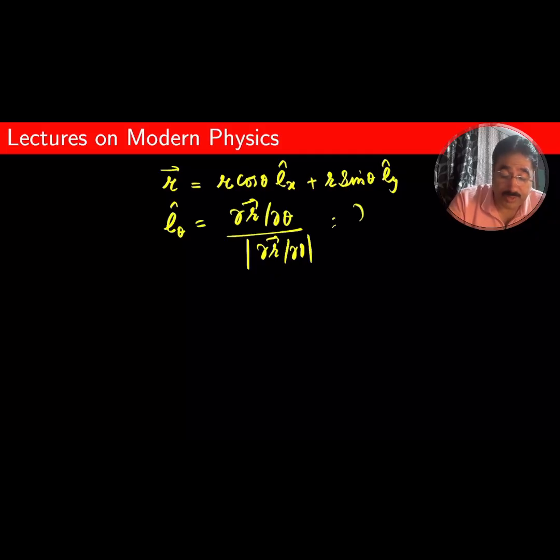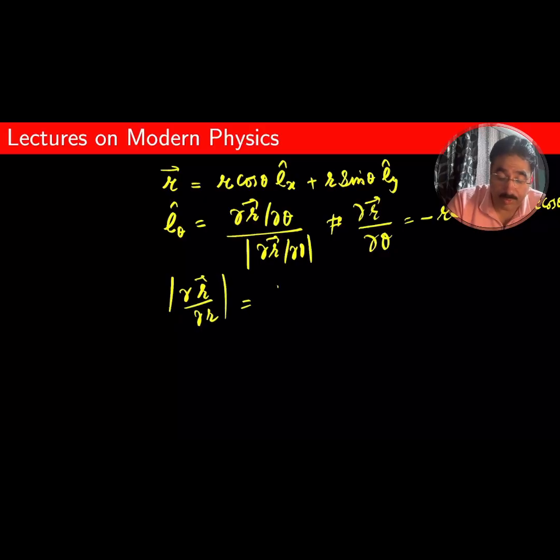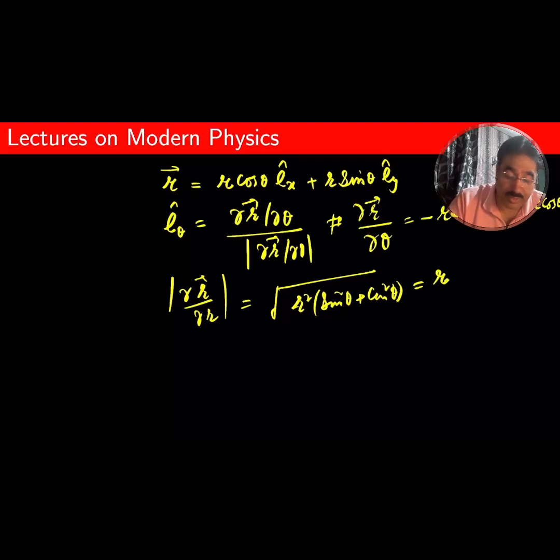All right. Let us first differentiate R with respect to theta. Now R remains constant, theta is differentiated, so minus R sine theta EX plus R cos theta EY. That's what you get. And then if I find the magnitude of del R by del theta, that would be root of R square times sine square theta plus cos square theta, which would simply be R. So I have to divide by R to get E theta. Therefore, E theta is equal to minus sine theta EX plus cos theta EY.